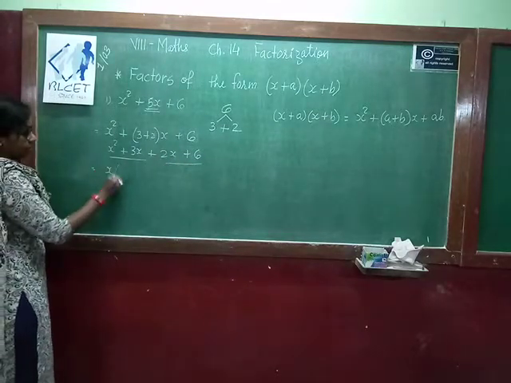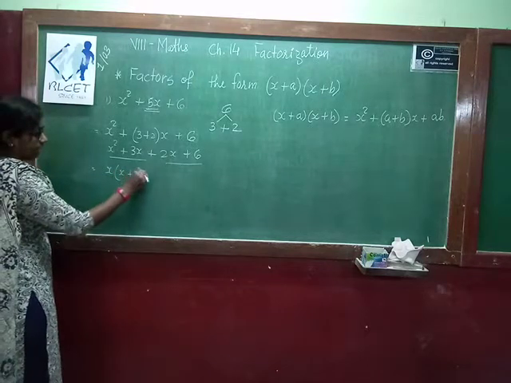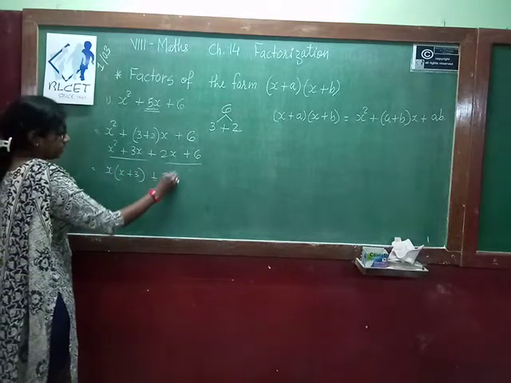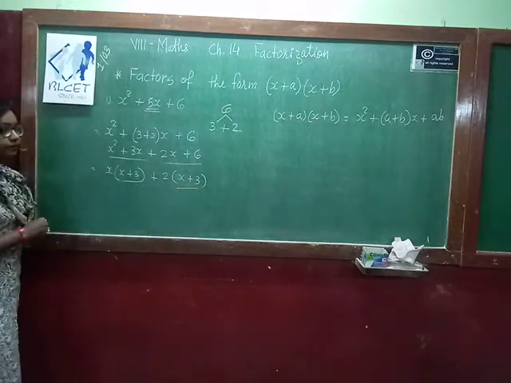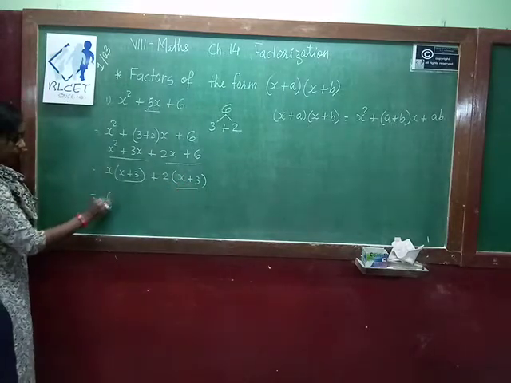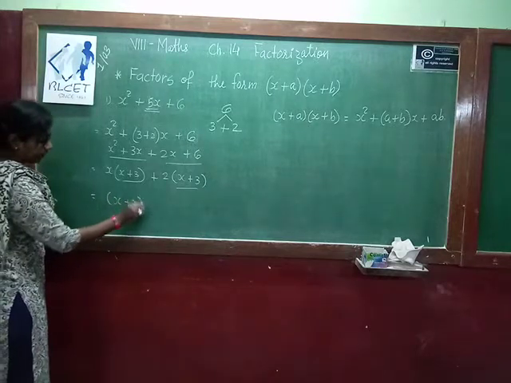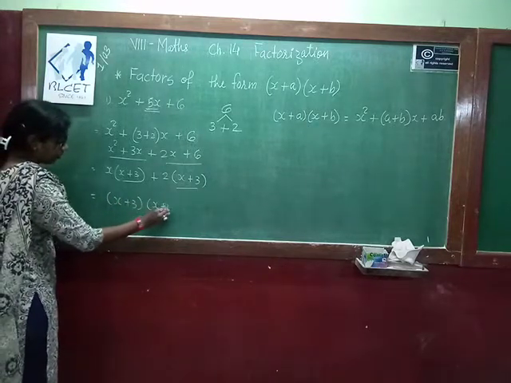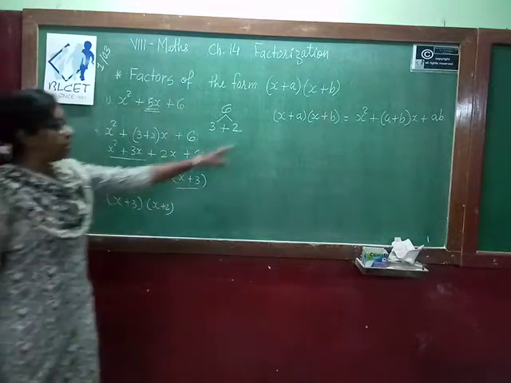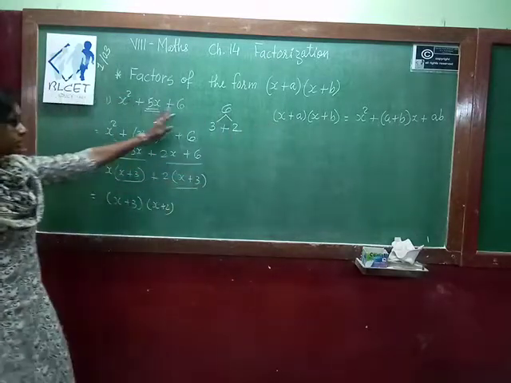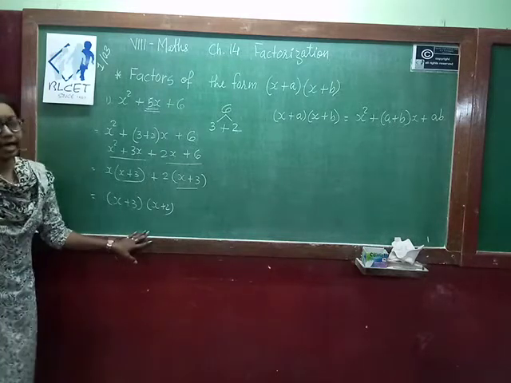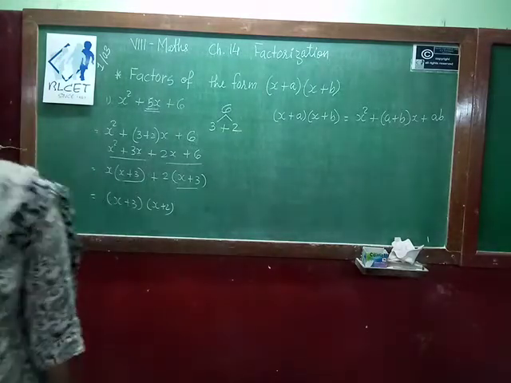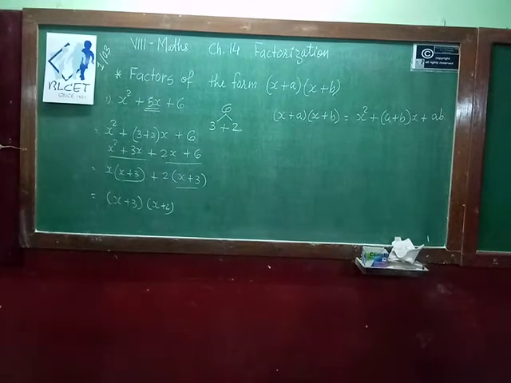So x is common, so x plus 3 is left. 2 is common, x plus 3 is left. These two brackets should be equal. So what are we getting? x plus 3, x plus 2. We are getting the answer in the form of x plus a, x plus b. So this way we can do the factorization of the form x plus a and x plus b. Let's see one more example so that you will get a clear idea.